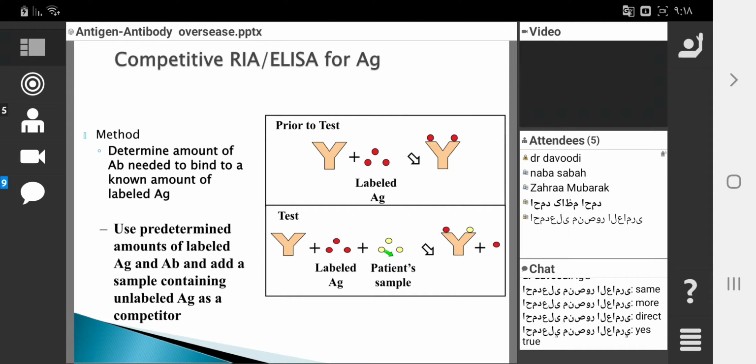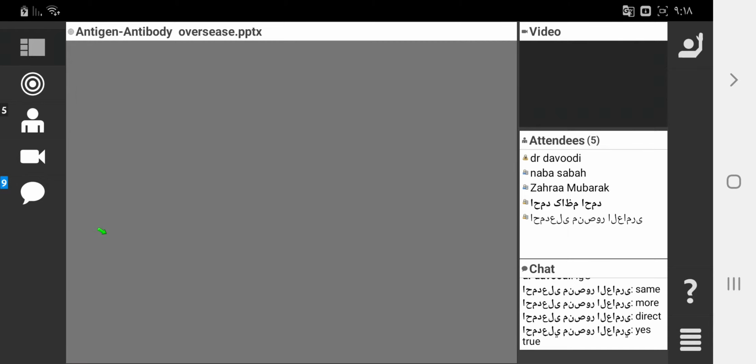Okay, thank you. So here the antigen in the patient sample and the labeled antigen have a competition. So more labeled antigen, or more radioactive, means less antigen in the patient sample. So they are reverse. They have a reverse relation, not direct. Understand?